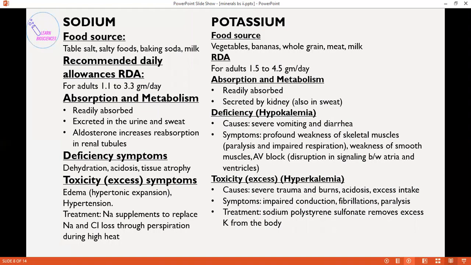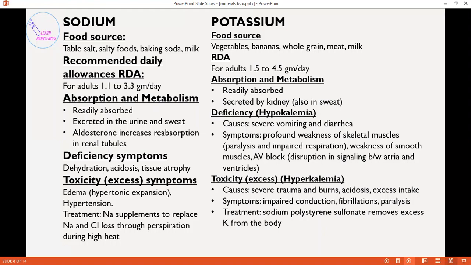So, sodium. The food sources of sodium are table salt, salty foods, baking soda, and milk. The recommended daily allowance is 1.1 to 3.3 grams per day. Absorption and metabolism: readily absorbed, excreted in your urine and sweat. Aldosterone increases reabsorption in renal tubules. Aldosterone is a hormone which is produced by your adrenal gland. Deficiency symptoms include dehydration, acidosis, tissue atrophy.